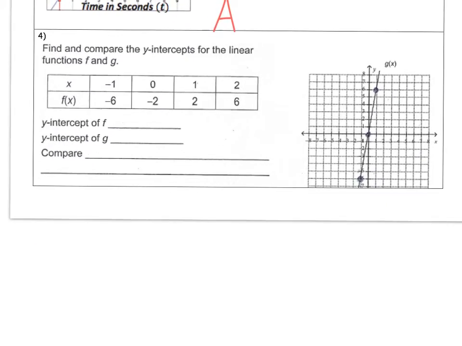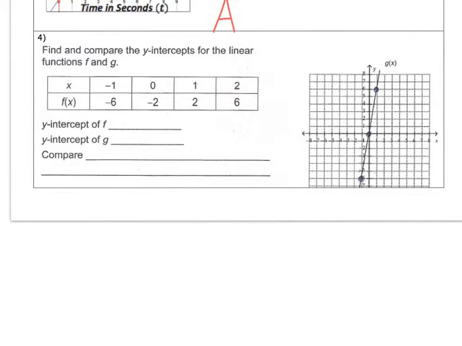Okay, let's compare again. Comparing table to graph this time, but this time they want the y-intercept. So here's the y-intercept for F, it's -2. And the y-intercept for G is right here, smack dab in the middle, is 0. So if we're going to compare the y-intercept, G is greater because 0 is bigger than -2.